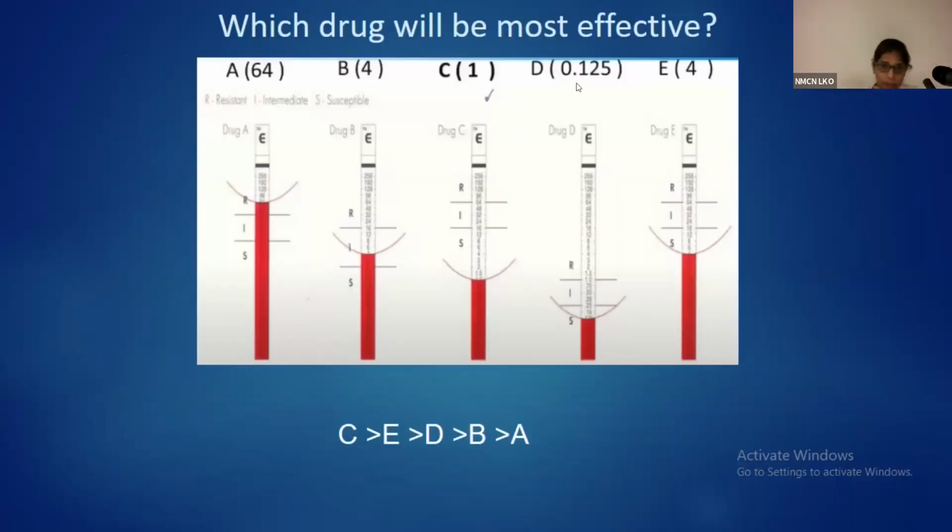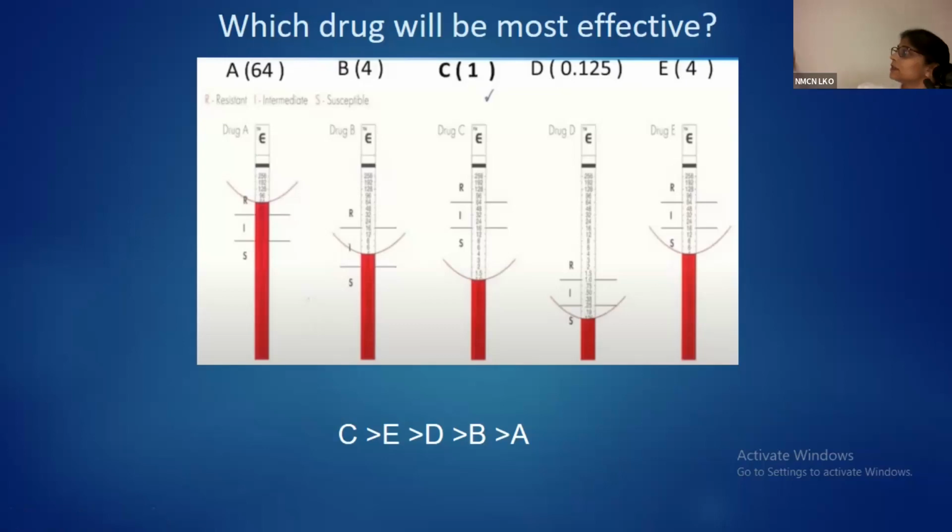Suppose I tell you that there are 5 antibiotics. The MIC of the pathogen to antibiotic A is 64, to drug B is 4, for C the MIC is 1, for D the MIC is 0.125, and for drug E it is 4. So if we look at the MICs, we can jump to the conclusion that the agent with the lowest MIC will be the most effective.